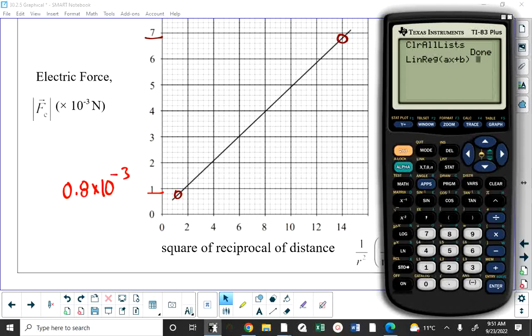Here, I don't have to do that. My calculator, it's embedded in there. The default is L1 is x. When I hit enter, it grinds away for a second, and it gives me that answer. It tells me the equation of the line.